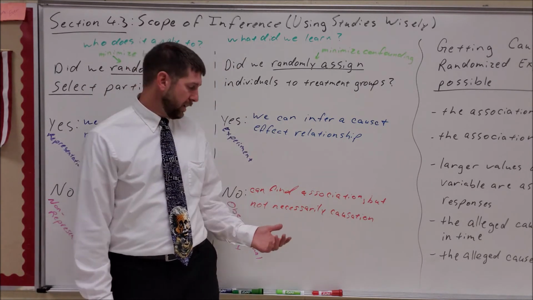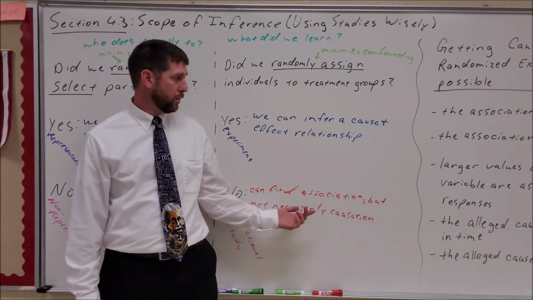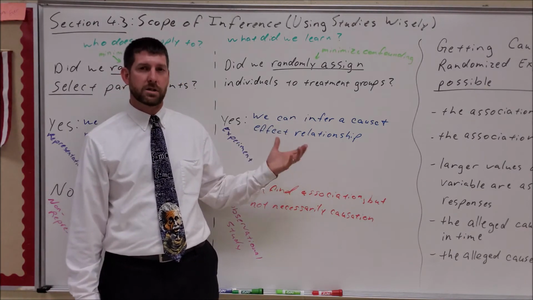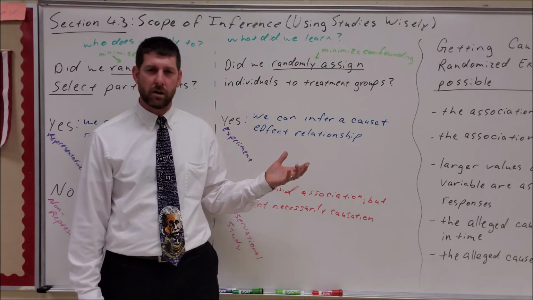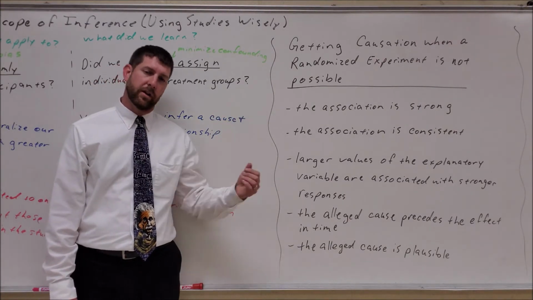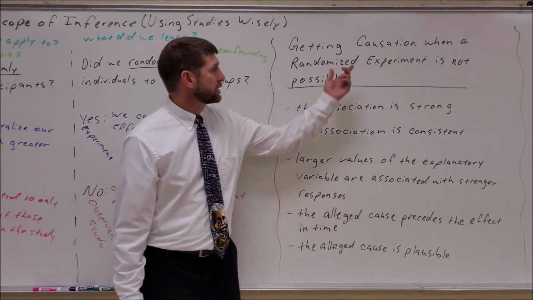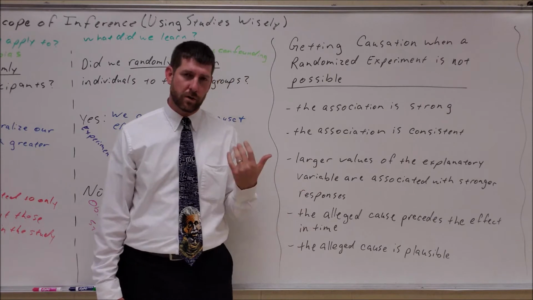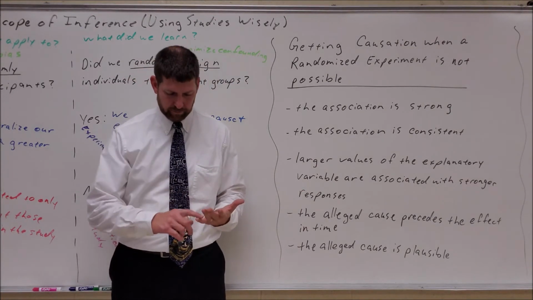So in that vein of not being able to work a randomly assigned controlled experiment, how do we still get causation? Well, we can get causation still by meeting some very, very rigorous standards. So to get causation when a randomized experiment is not possible, what are some situations where it might not be possible to do an experiment?